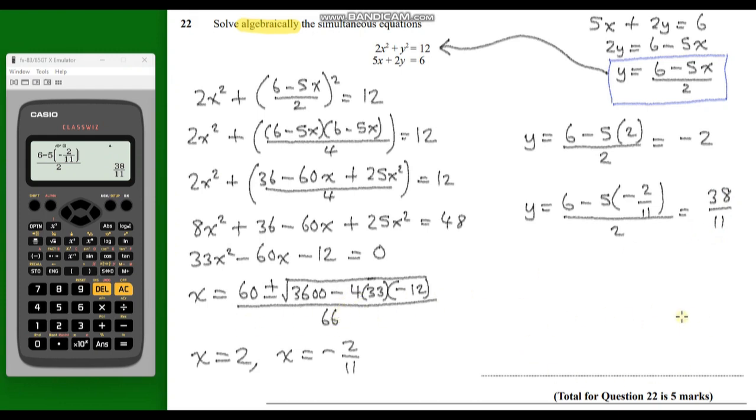So now we've got both of our solutions. We can put them in the answer line, but just make sure you pair them up correctly. So our first solution, we've got x is equal to 2 and y is equal to negative 2. So that is one solution.